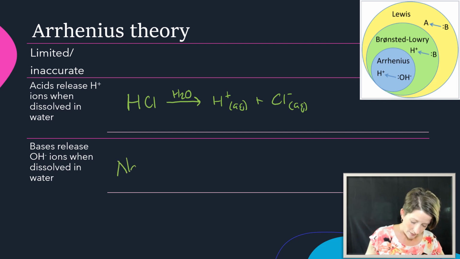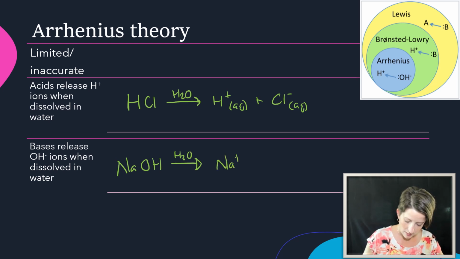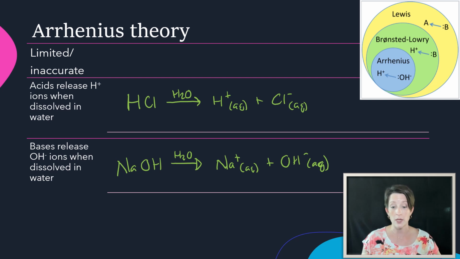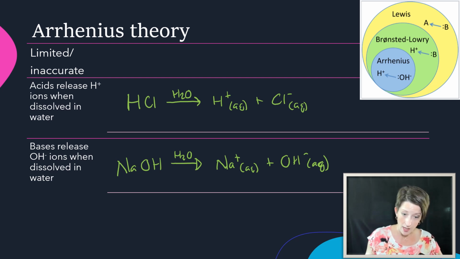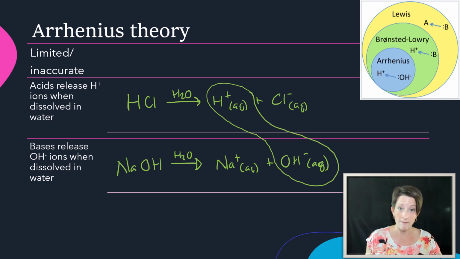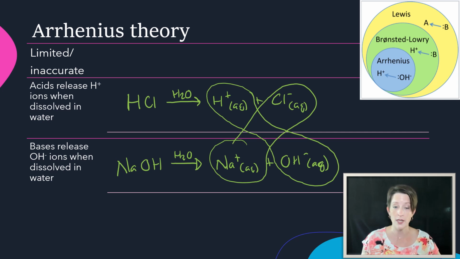So if we have sodium hydroxide and we put that into water, we get sodium ions and hydroxide ions. And this is the basic net ionic equation for these neutralizations, because you have the hydrogen ions and the hydroxide ions that form water, and then you have the other ions that make the salt. And so Arrhenius' theory helps understand why bases and acids can neutralize each other.